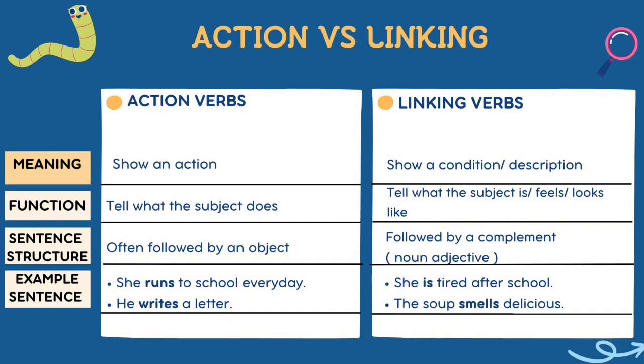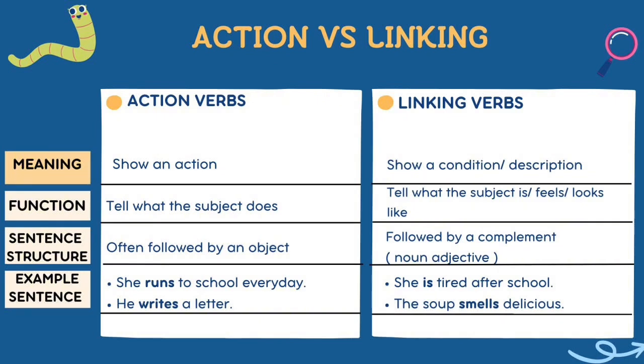Now, let's move to the sentence structure. When we use action verbs, they are often followed by an object, something that receives the action. For example, he writes a letter. The verb writes is the action, and a letter is the object.